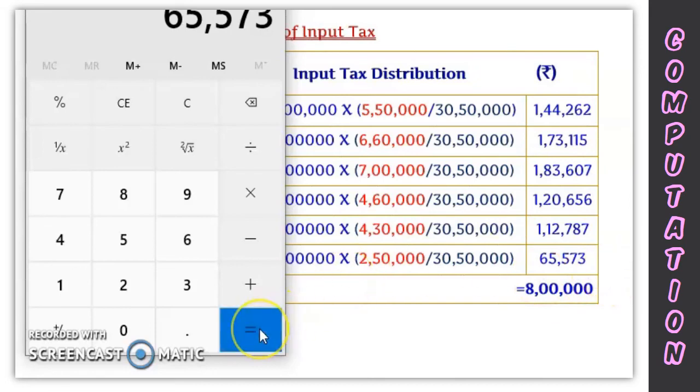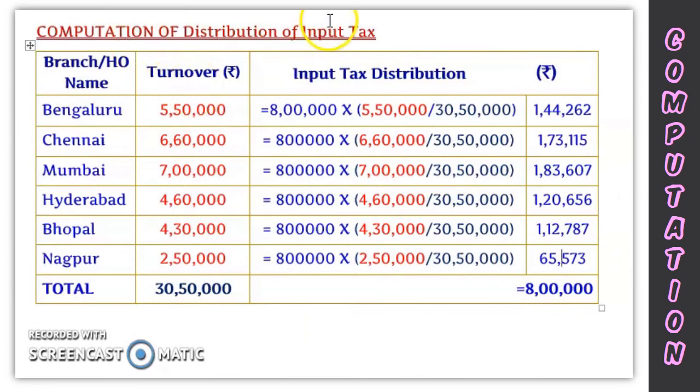Okay, so this is how you need to solve this sort of a problem. Input tax distribution we have to do on the basis of turnover made by each of the branches, by considering the total turnover of the company. Okay, so this is the calculation.